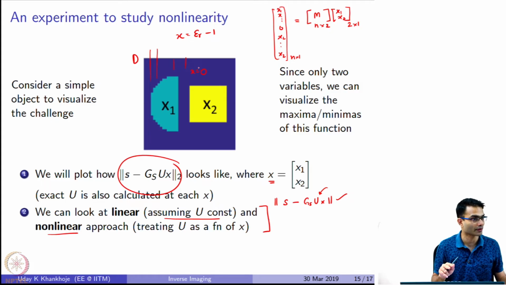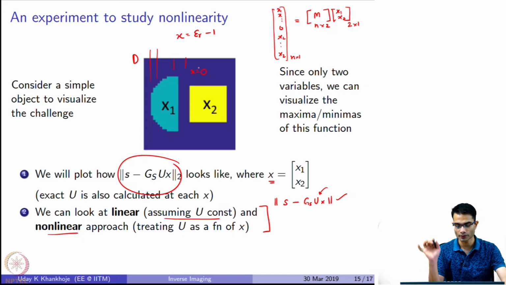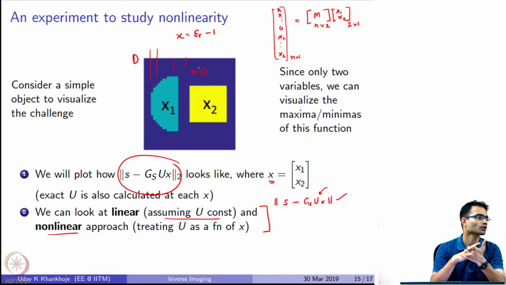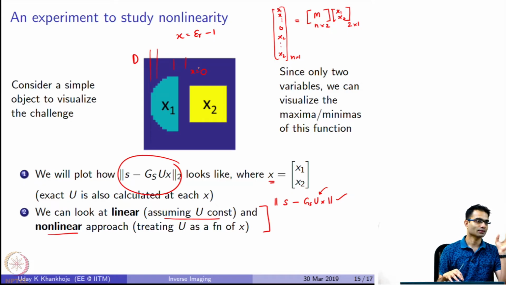This itself is going to be difficult. So, let us visualize this, right. So, that is why I am saying only two variables. So, initially we don't know the value of x1, x2. I am going to try to solve this problem to find out what is that x1, x2 which gives the best agreement with S, the scattered fields. That is the experiment.